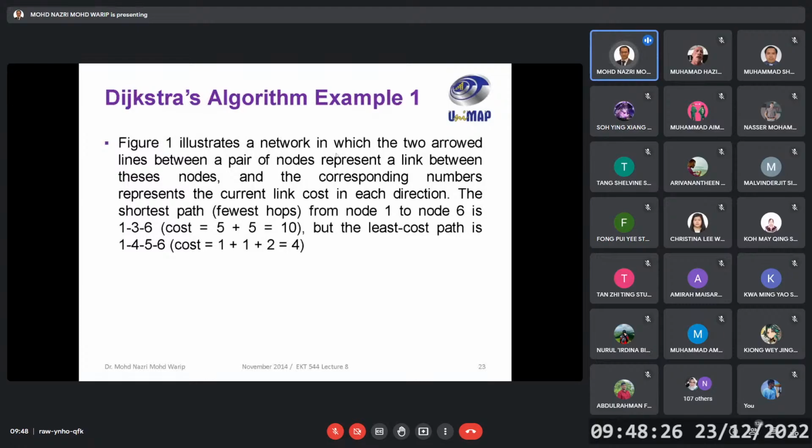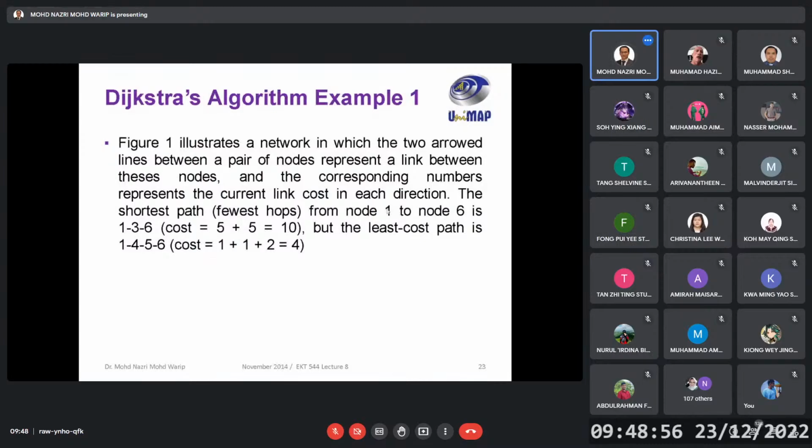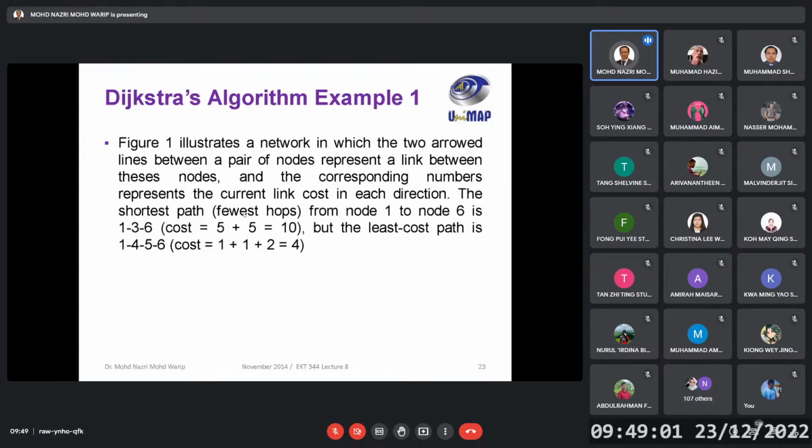Figure 1 illustrates a network in which the two arrow lines between a pair of nodes represent a link between these nodes, and the corresponding numbers represent the current link cost in each direction. The shortest path, the fewest hops from node 1 to node 6, is 1-3-6. For example, you have node 1, node 2, node 3, node 6, 4 and 5. The fewest hops from node 1 to 6, they said, is 136.